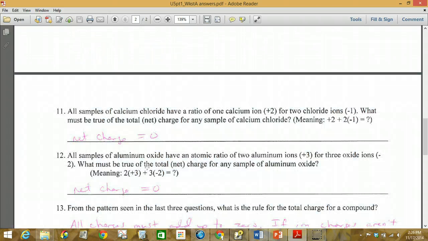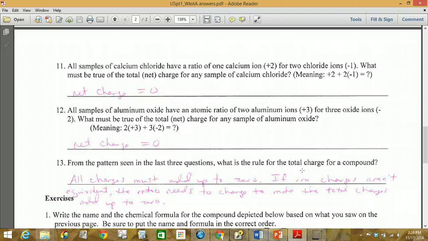Likewise for the aluminum oxide. So we have 2 aluminums, they're +3 each, so that adds up to +6. And then we've got 3 oxides, which are -2 each, so that all adds up to a net charge of 0. And then the pattern, or the rule, is that the charge always must add up to 0. So that's how we're going to figure out what the subscripts will be.